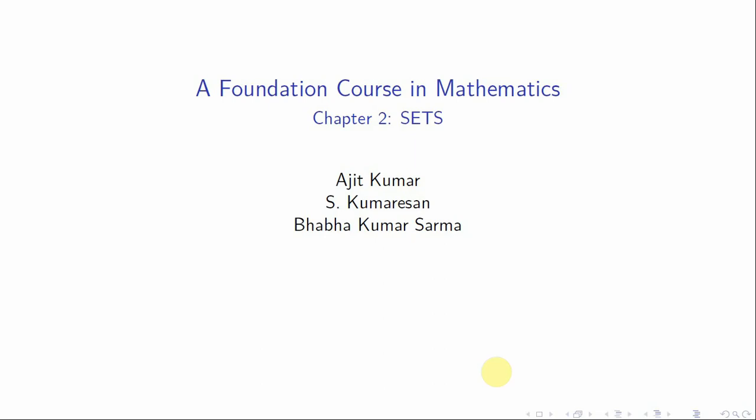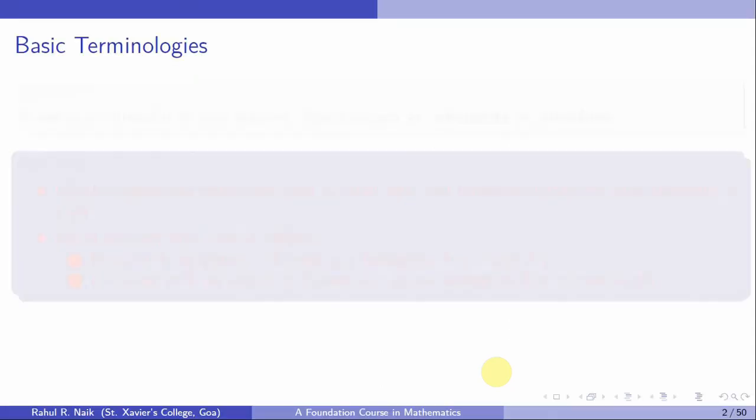Sets were first introduced by the mathematician George Cantor, and later he developed set theory. George Cantor developed set theory along with Richard Dedekind, maybe somewhere in the 1870s. And so here we see some basic terminologies in sets.